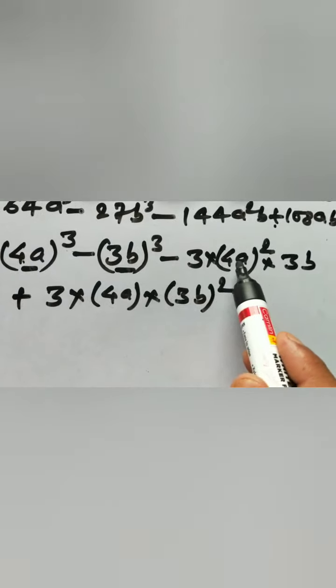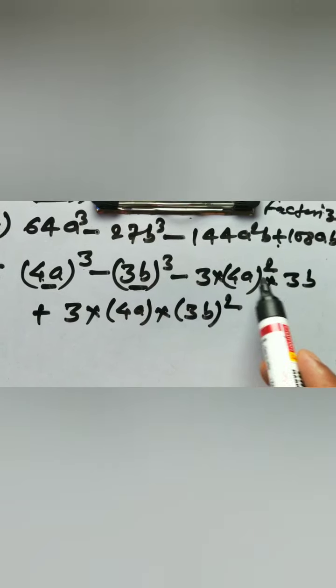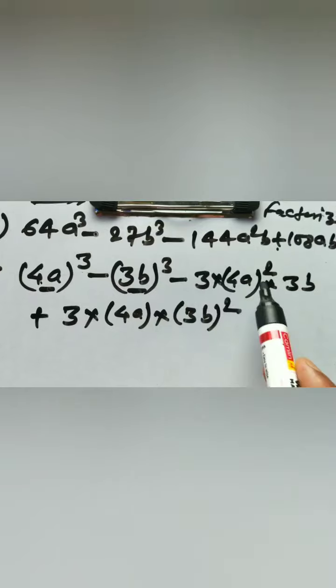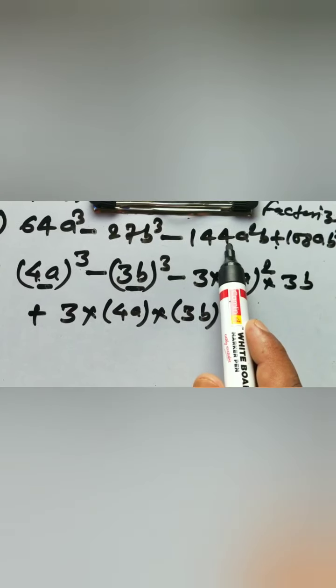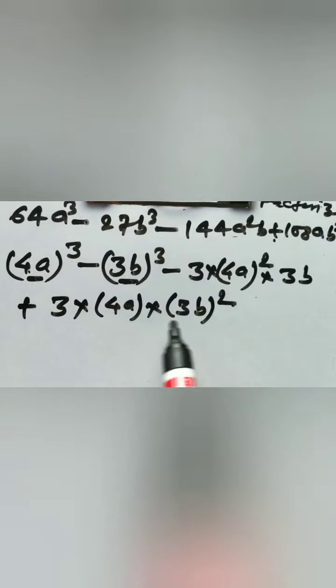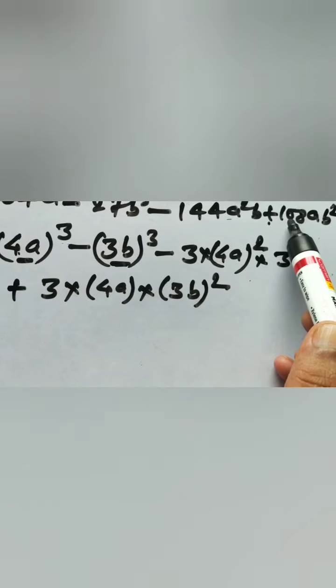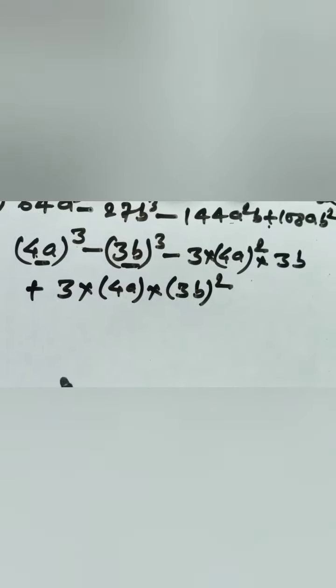If you simplify it, 4 fours are 16, 16 threes are 48, and 48 threes are 144 a square b, it will become equal to this term, and this one when simplified will become equal to 108 ab square.